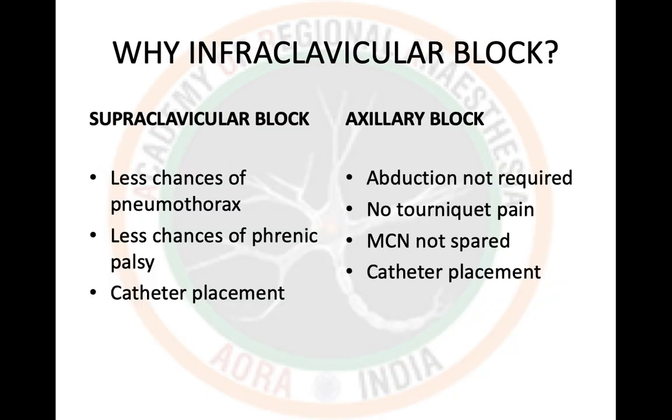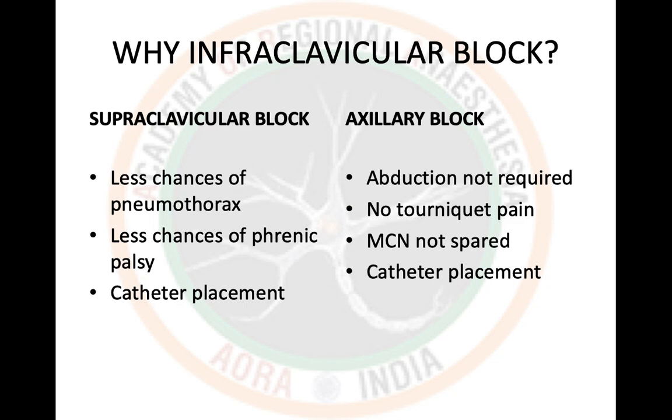So why do we need an infraclavicular block? We have a supraclavicular block. If we want surgery in the distal part, we have an axillary block. If you compare it with a supraclavicular block, infraclavicular has fewer chances of pneumothorax. There are fewer chances of phrenic nerve palsy. In fact, with the pericoracoid approach, there are almost zero chances of phrenic nerve palsy. With VIB, there are 25% chances of phrenic nerve palsy with higher volume.